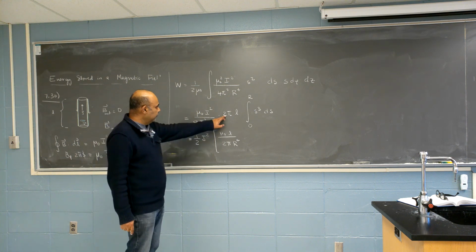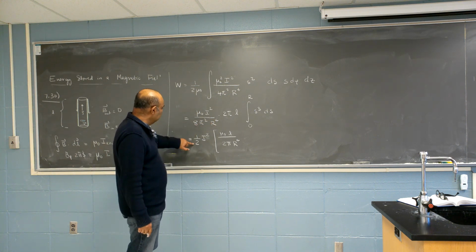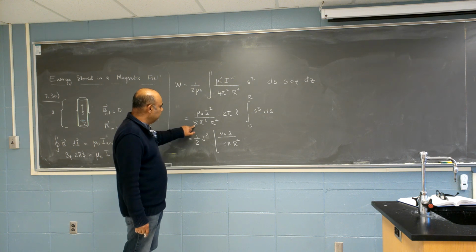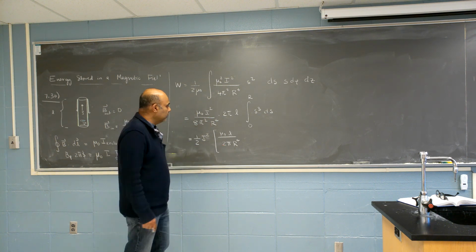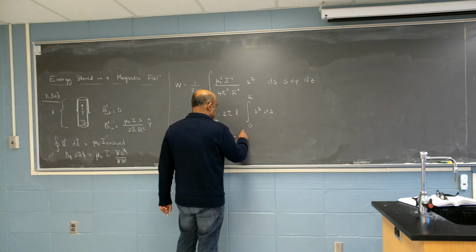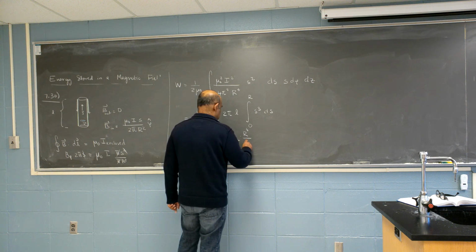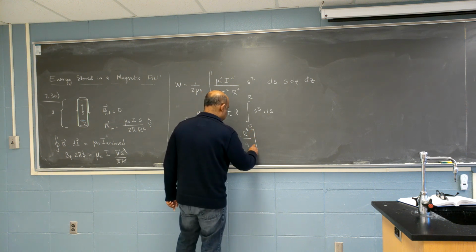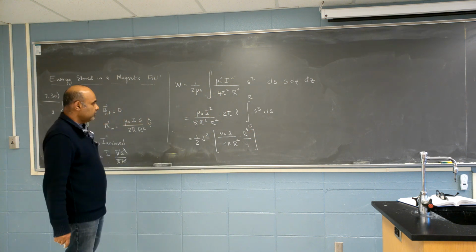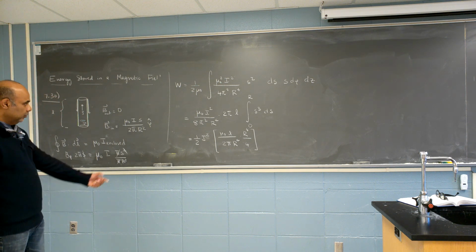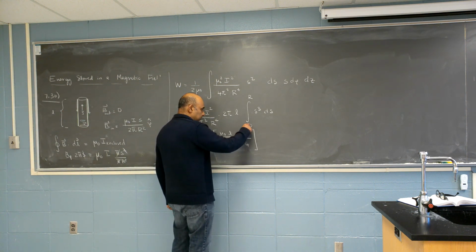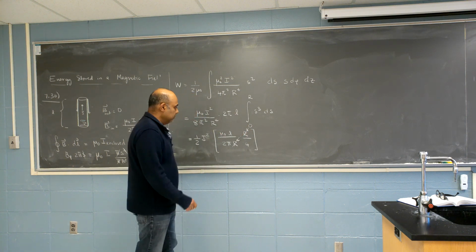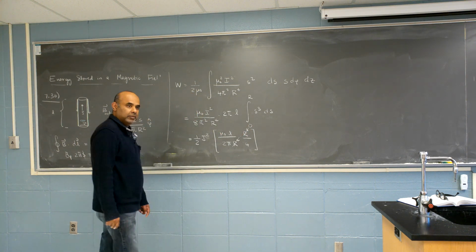See, this is a 4, but I want a 2 here, so I only have 2. One of the pi's cancel, then r to the 4th, and over here I would get r to the 4th over 4. And whatever is in the bracket is the inductance. Notice it doesn't depend on the radius of the wire.